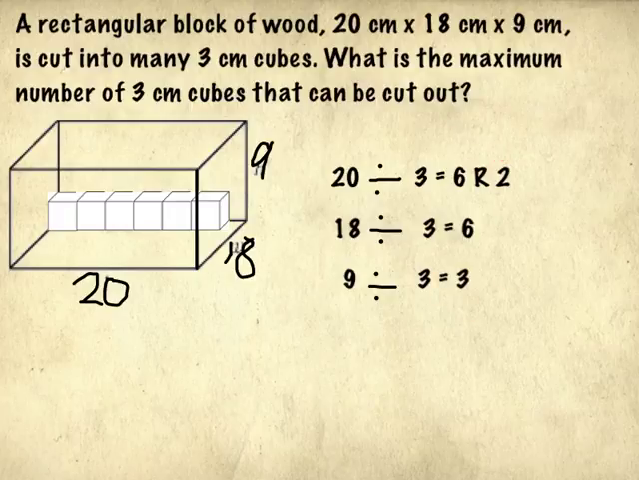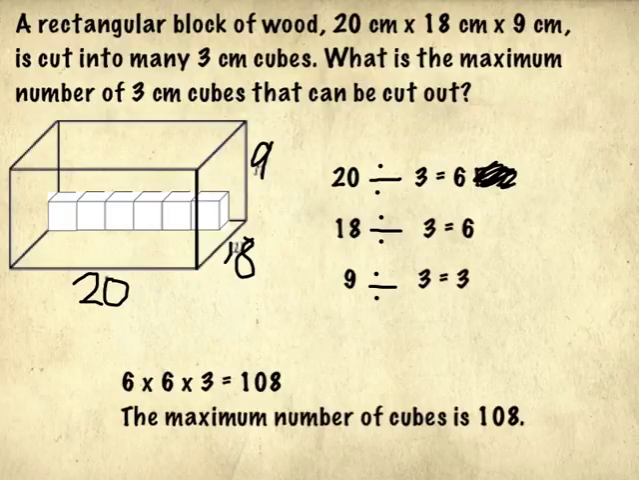I am going to totally ignore my remainder 2 here. I don't need to even think about that because that's just space. That has nothing to do with how many cubes I can fit in, okay? And so when I do the multiplication, I find that 6 times 6 times 3 gives me 108, and you can't see me, but I used my handy calculator to do that. And of course, I wrote myself a sentence. The maximum number of cubes is 108.